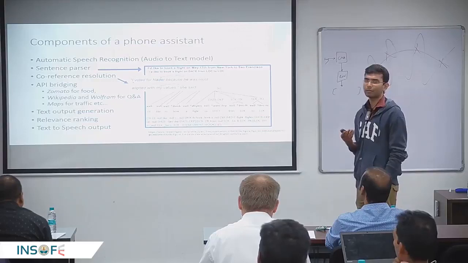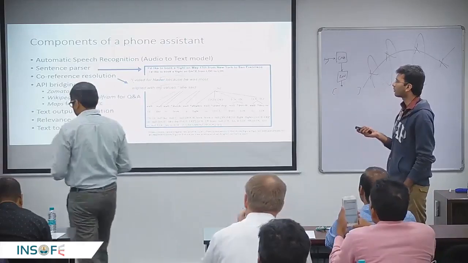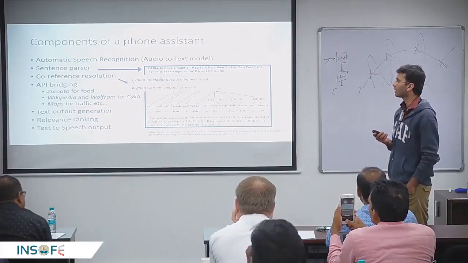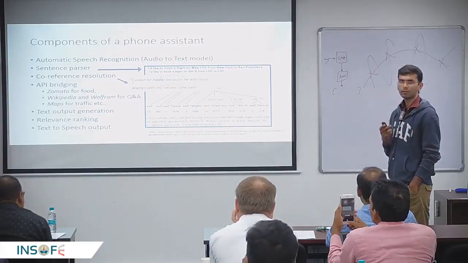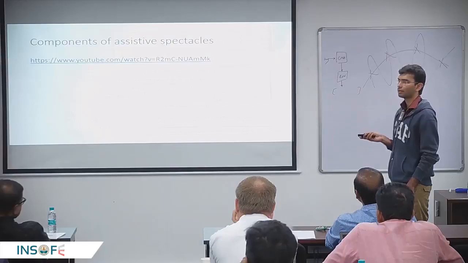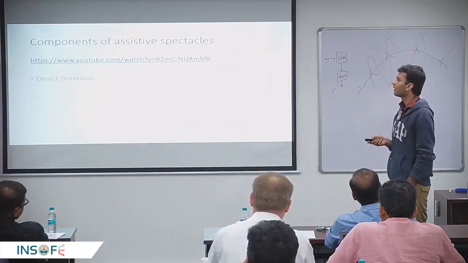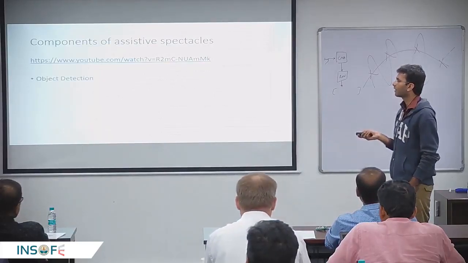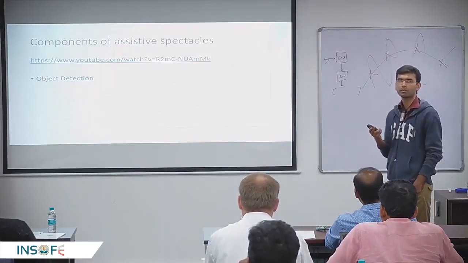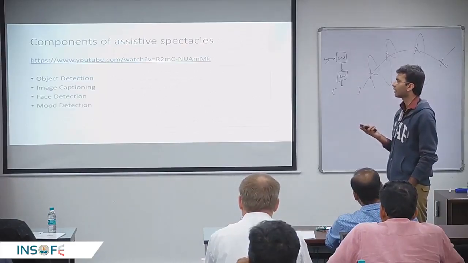NLP, stuff like audio, speech to text, these are already there in our phones. There was also a nice product from Microsoft, which is assistive glasses. What happens there is you have a sensor on the spectacle, and that is able to take images and figure out what objects it is seeing. So this is going to be really helpful for visually challenged people. It does object detection, image captioning, face detection, and mood detection.